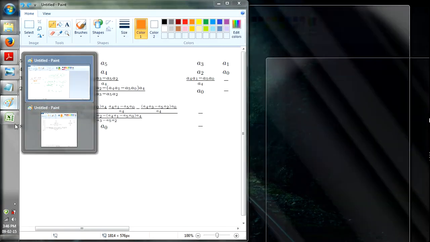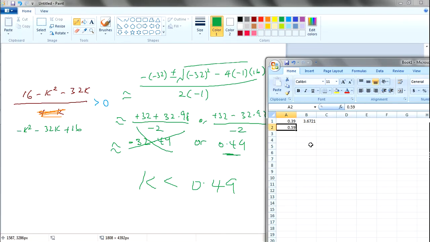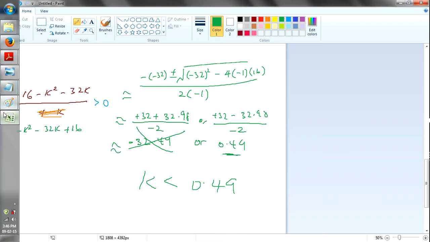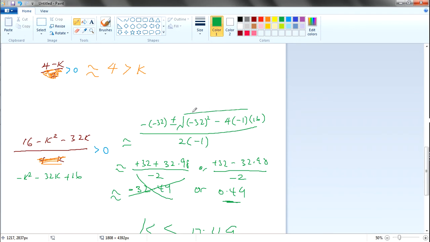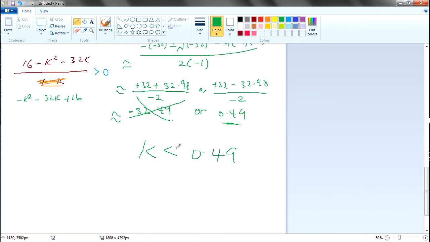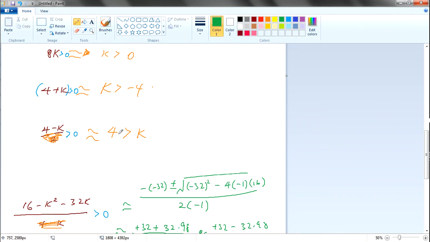So you may not believe, what if it's larger than 0.49? I have the same thing, and the value is negative. So it is a pretty intuitive way to check. You just sub in any value that is smaller or larger. If the outcome is the same as what you think, then it's okay. If it's not, then you just write the opposite area. So from here you can see that k should be smaller than 0.49.